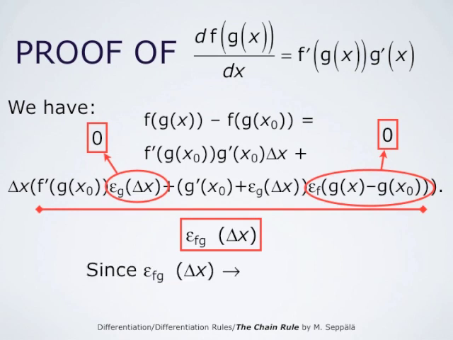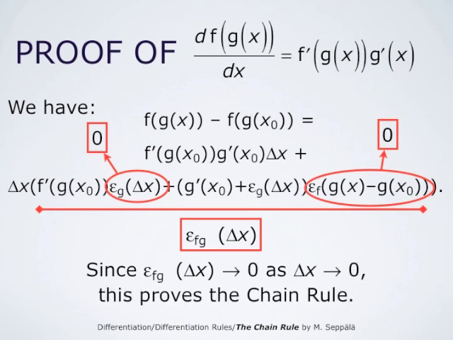So since epsilon fg delta of x approaches 0 as delta of x approaches 0, this proves the chain rule. And in view of the fact that differentiability is the same as having a derivative and that the differential is the derivative, this proof is now complete.